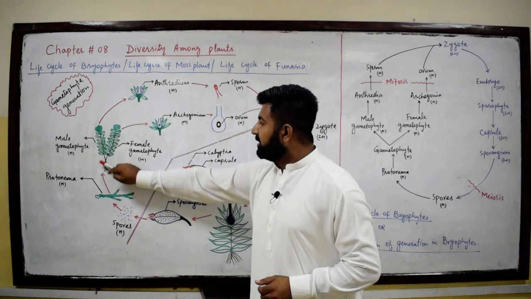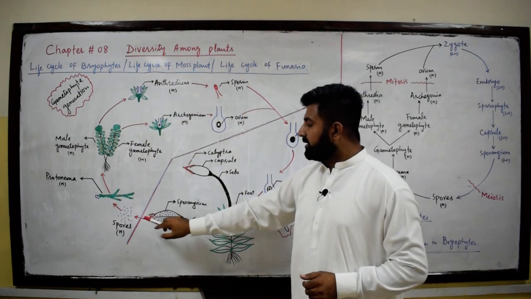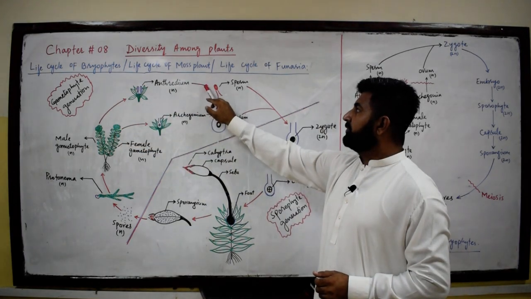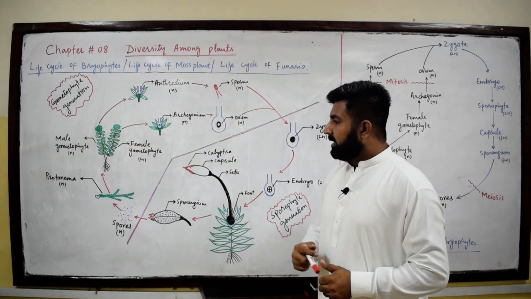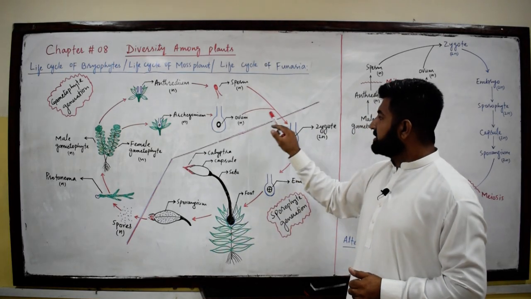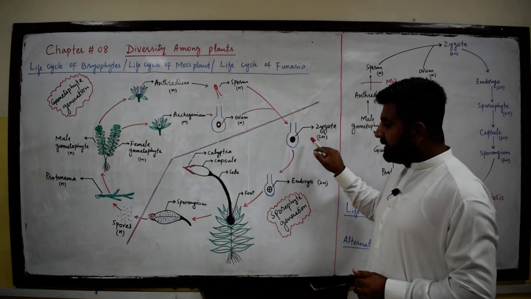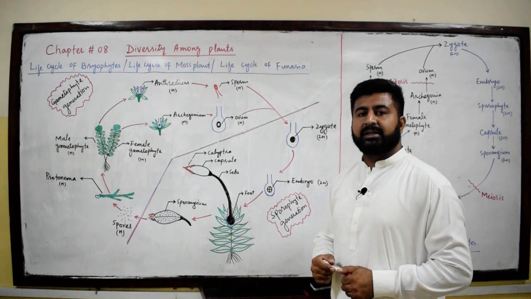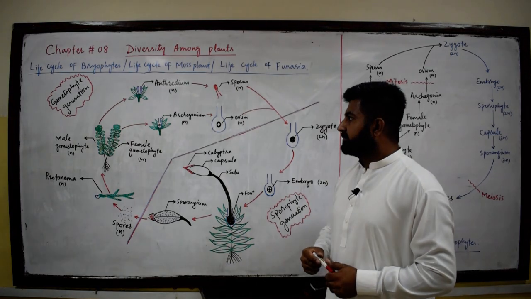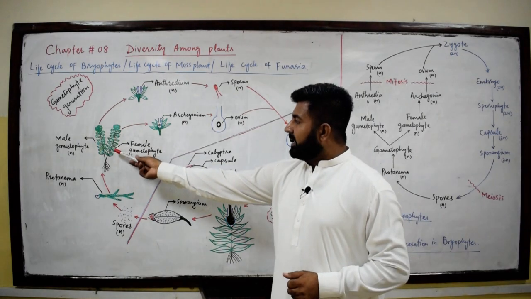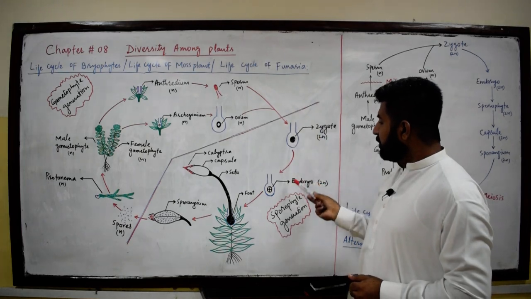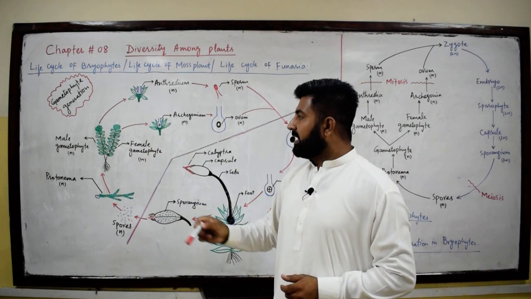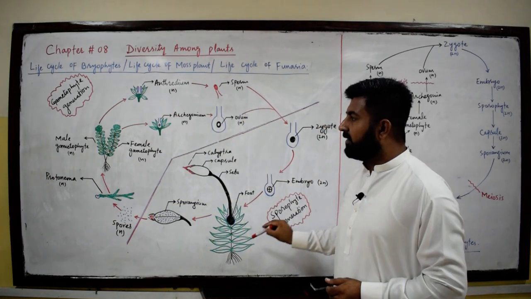That is a gametophyte generation, which starts from the spores and ends upon the production of sperm and ovum, and the sporophyte generation, which starts from the zygote and ends in the formation of a sporangium which contains spore mother cells. So the gametophyte generation produces the sporophyte and the sporophyte generation produces the gametophyte. That is why it is called alternation of generation.